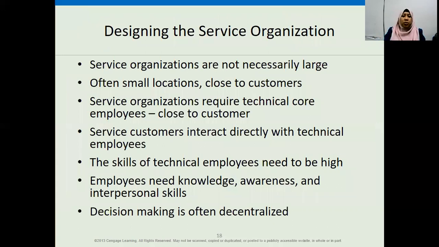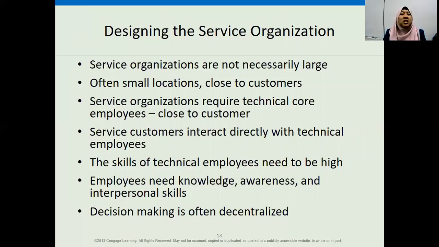All right. So designing the service organization. Service organizations are not necessarily large. Yeah, true, because certain companies are small companies, but they do the service organization. Somehow they start from home. They don't have a brick and mortar physical store; they just start from home, because it's an online business, right? Often a small location close to the customer. This is very important to make sure that customers have access to you, accessible and also achievable.